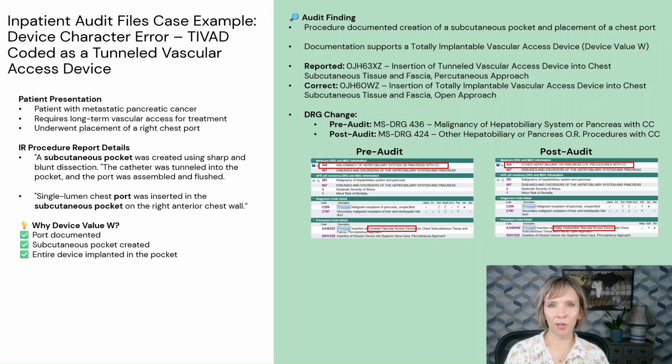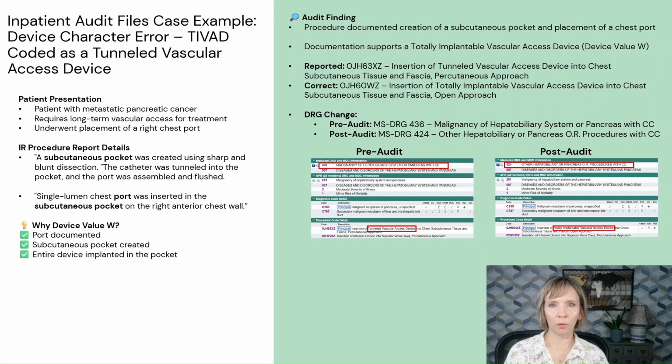However, the documentation identifies a chest port placed within a surgically created subcutaneous pocket, supporting assignment of a totally implantable vascular access device. The code assignment was revised from 0JH63XZ, insertion of tunneled vascular access device into chest subcutaneous tissue and fascia, percutaneous approach, to 0JH60WZ, insertion of totally implantable vascular access device into chest subcutaneous tissue and fascia, open approach.